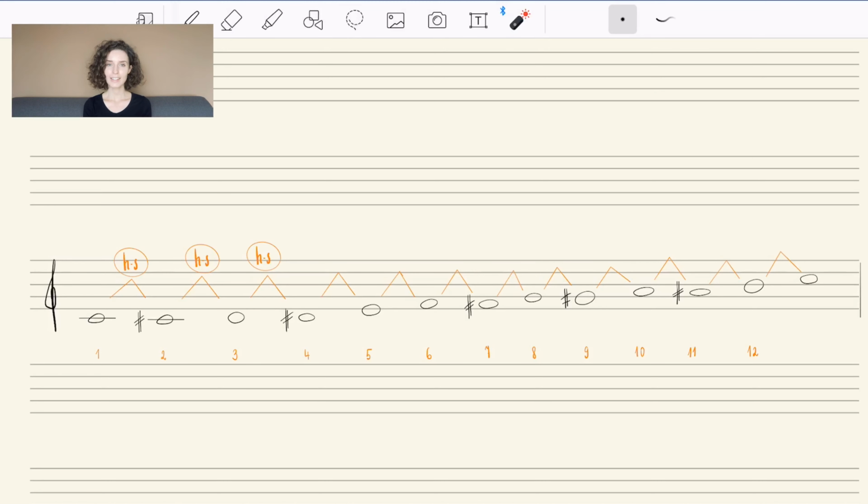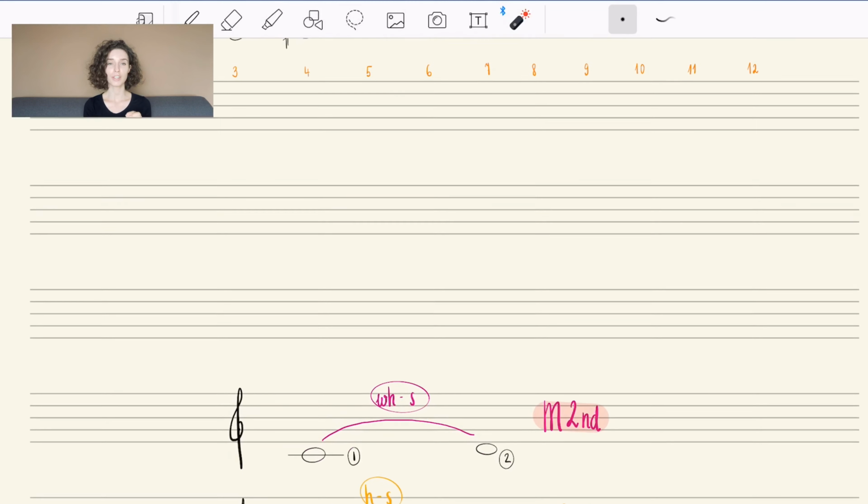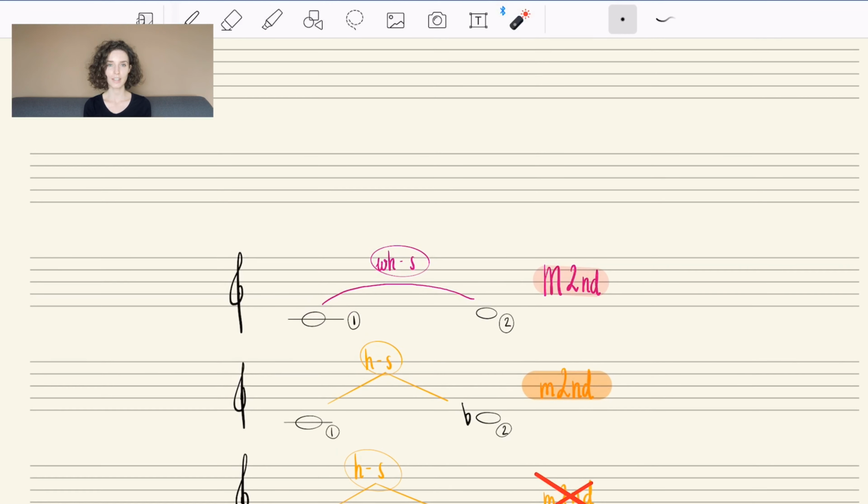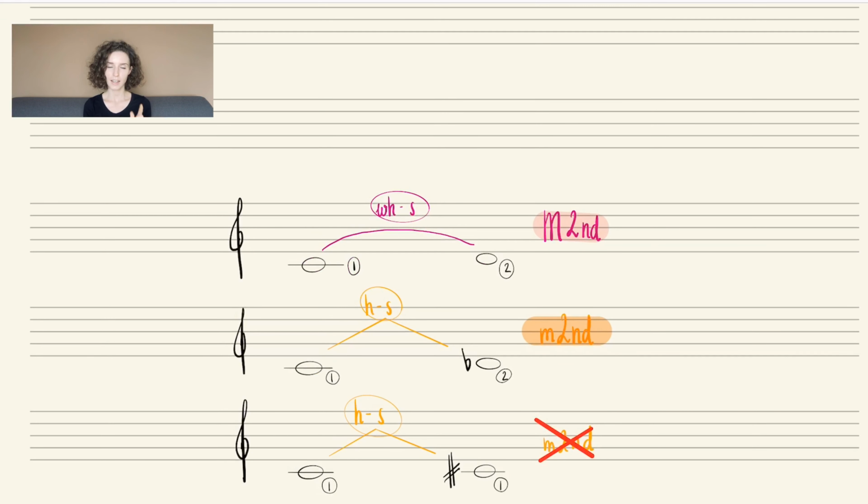Now, let's take a look at the case of the major second and minor second. That case is a little bit tricky because you cannot ask yourself whether this interval belongs to a major or a minor scale, because both major and minor scales always start with a major second. The easiest is to just look at an example.